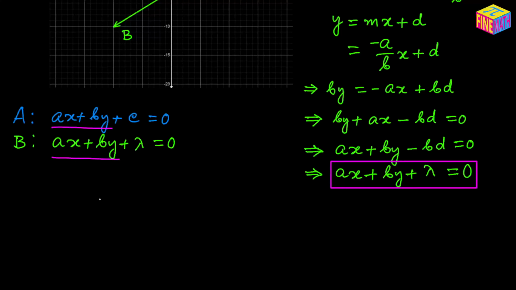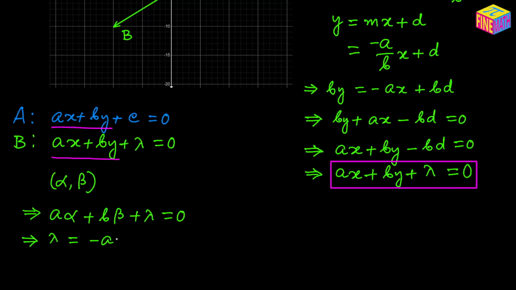Let's suppose we have also been told that the line B passes through the point alpha comma beta. In that case, alpha comma beta would satisfy the equation of B. Well, then if we use alpha in place of x and beta in place of y, then what we get? It would be A times alpha plus B times beta plus lambda is equal to 0, and from here we can say lambda must be equal to negative A times alpha minus B times beta, and that is the value that we can use in place of lambda.